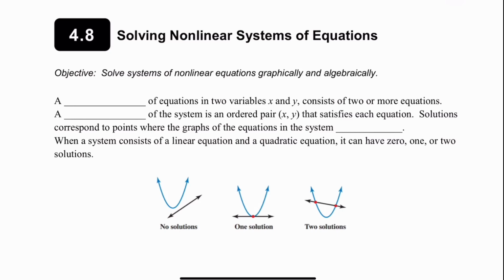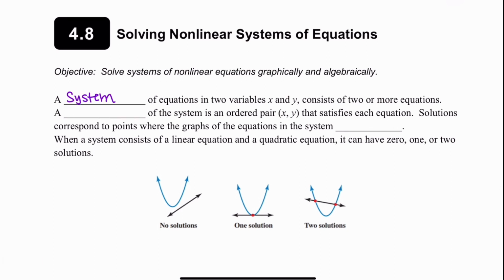Today we're looking at 4.8, solving nonlinear systems of equations. So a system of equations in two variables x, y consists of two or more equations. A solution of the system is an ordered pair x, y that satisfies each equation. Solutions correspond to points where the graphs of the equations of the system intersect.